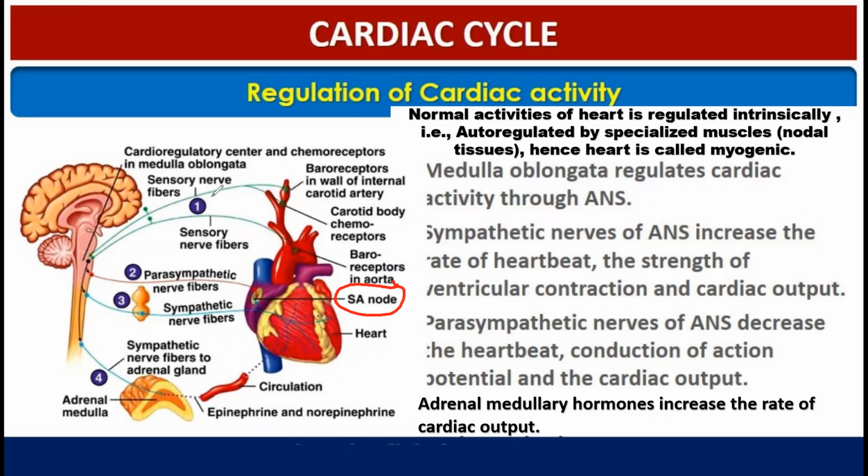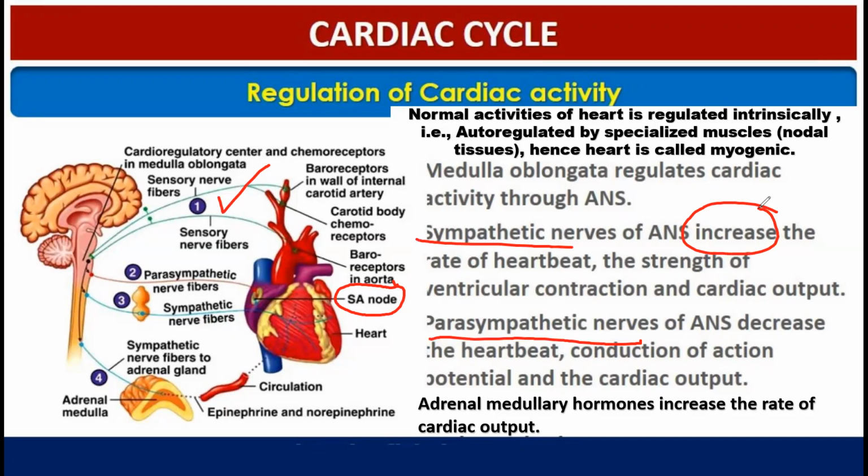Medulla oblongata regulates cardiac activity through ANS, and ANS has two parts, sympathetic nervous system and parasympathetic nervous system. The function of the sympathetic nervous system is to increase the rate of the heart, the strength of ventricular contraction, and cardiac output. Whereas the parasympathetic nervous system decreases the heartbeats, decreases the conduction of action potential, and that will reduce the cardiac output.